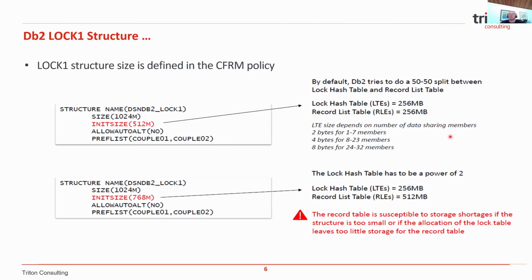As I also mentioned, the size of the LTEs, lock table entries, depends on the number of members in the data sharing group. So you can see here, if you've got somewhere between 8 and 23 members, then the lock table entries jump from being 2 bytes to 4 bytes. In case it's on your mind about how this works, if you don't specify an LTE parameter in the IRLM, as soon as you start the 7th member, he will dynamically rebuild the lock structure to allow for 4-byte lock table entries.